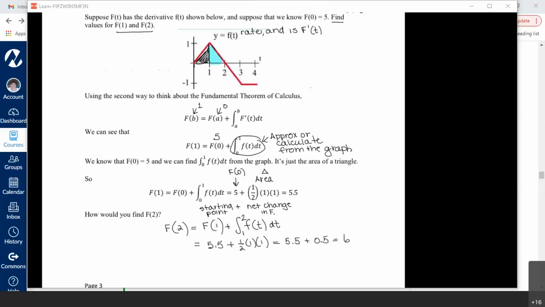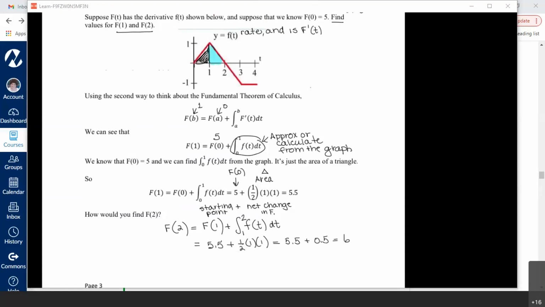Everybody understand the idea of using a starting value, then adding the net change? Everybody understand the concept?